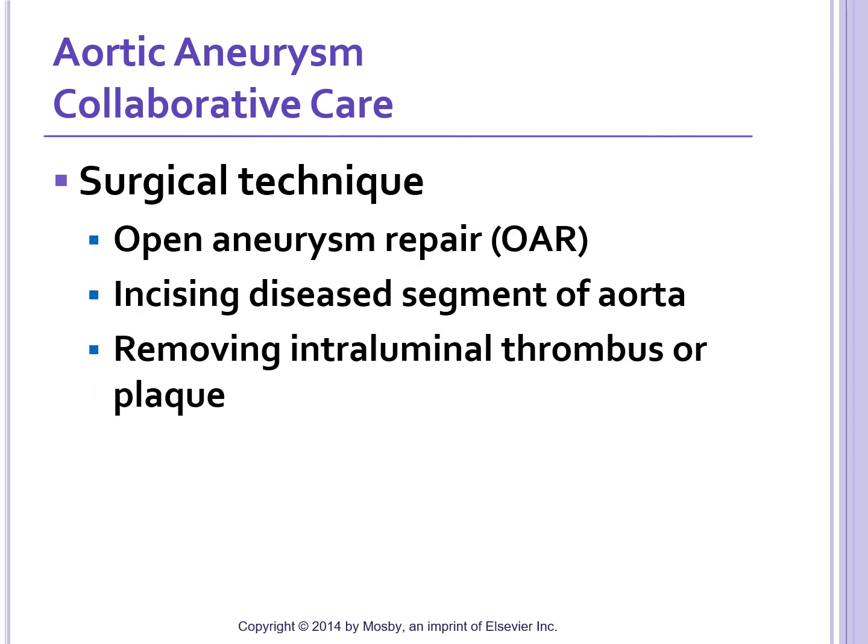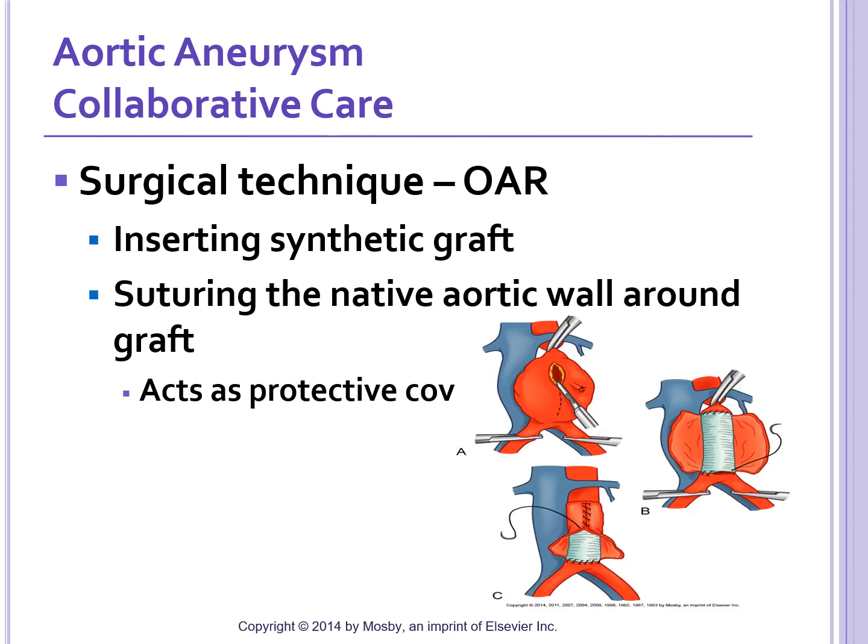So in an OAR, an open aneurysm repair, they make a large abdominal incision and cut into the diseased vessel. They remove the thrombus and plaque, and then they suture a graft in place. This graft acts as a protective cover over the aneurysm to strengthen the wall. And you can see in this picture just what that looks like very simply. Obviously, I'm sure there's a lot more to it than that.